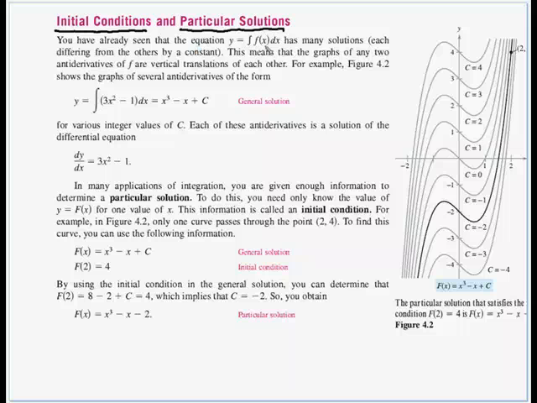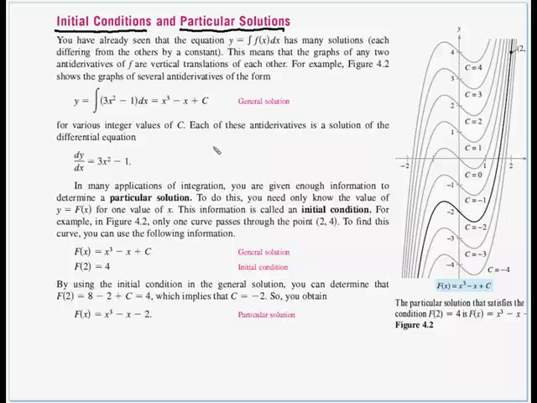So we've already seen that the equation y equals the antiderivative of f of x dx has many solutions, each differing from the others by their constant. This means that the graphs of any two antiderivatives of f are vertical translations of each other. For example, in the picture, we see the graphs of several antiderivatives in this form. The antiderivative of 3x squared minus 1 is x to the third minus x plus c. And that constant is just what moves us up and down the y-axis.